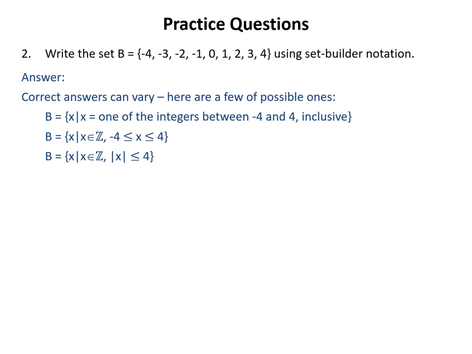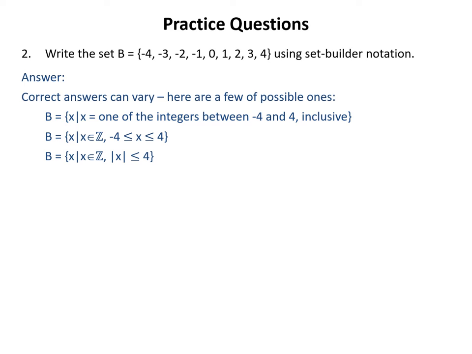The first is to say that B is the set of all x such that x equals one of the integers between minus 4 and 4 inclusive. Alternatively, we can define B as the set of all x such that x is an element of the set of integers, using the symbol Z for integers, and then the comma, which reads: the set of all x that are elements of the set of integers such that x is greater than or equal to minus 4 and less than or equal to 4.